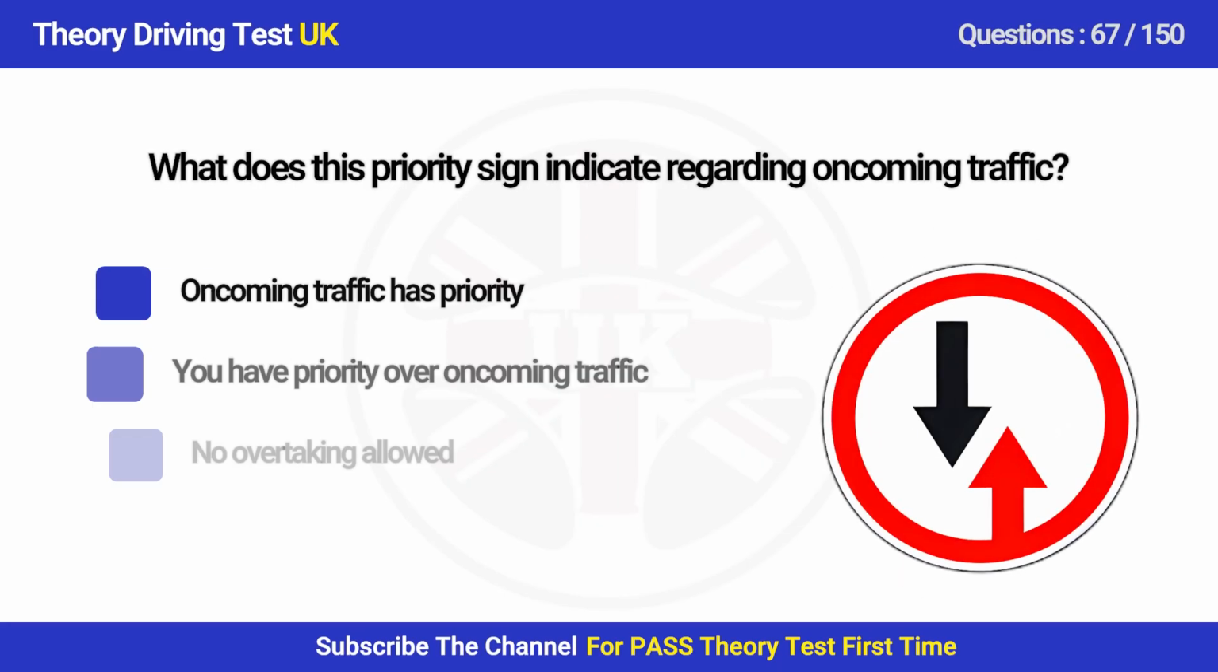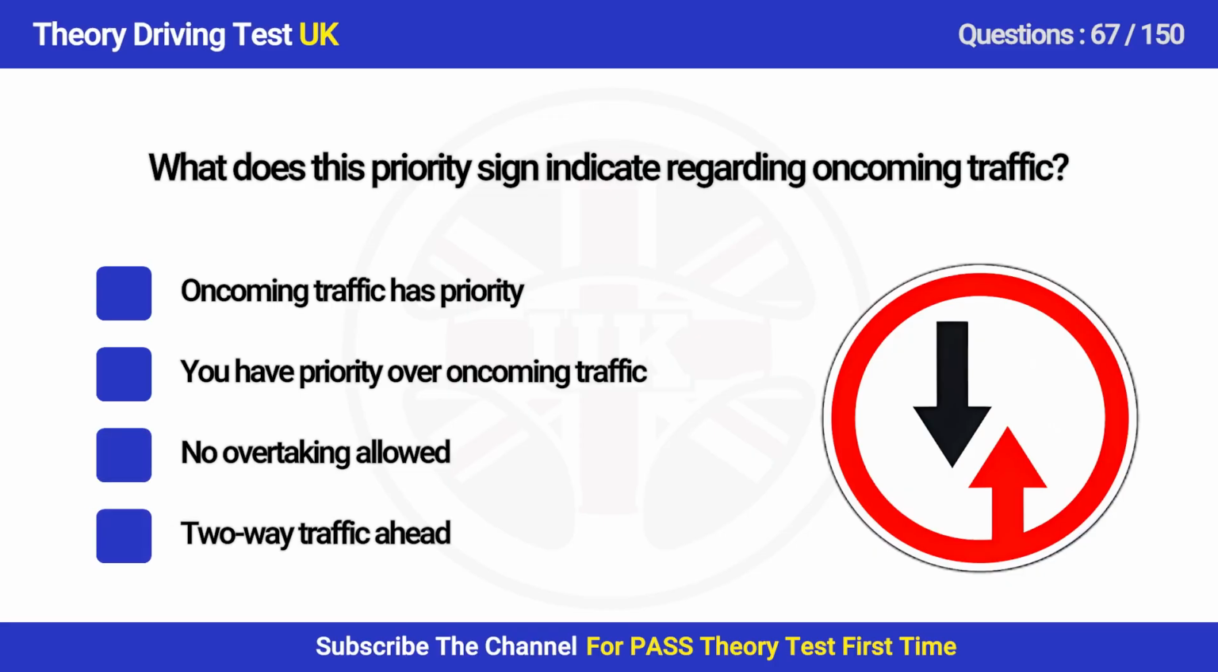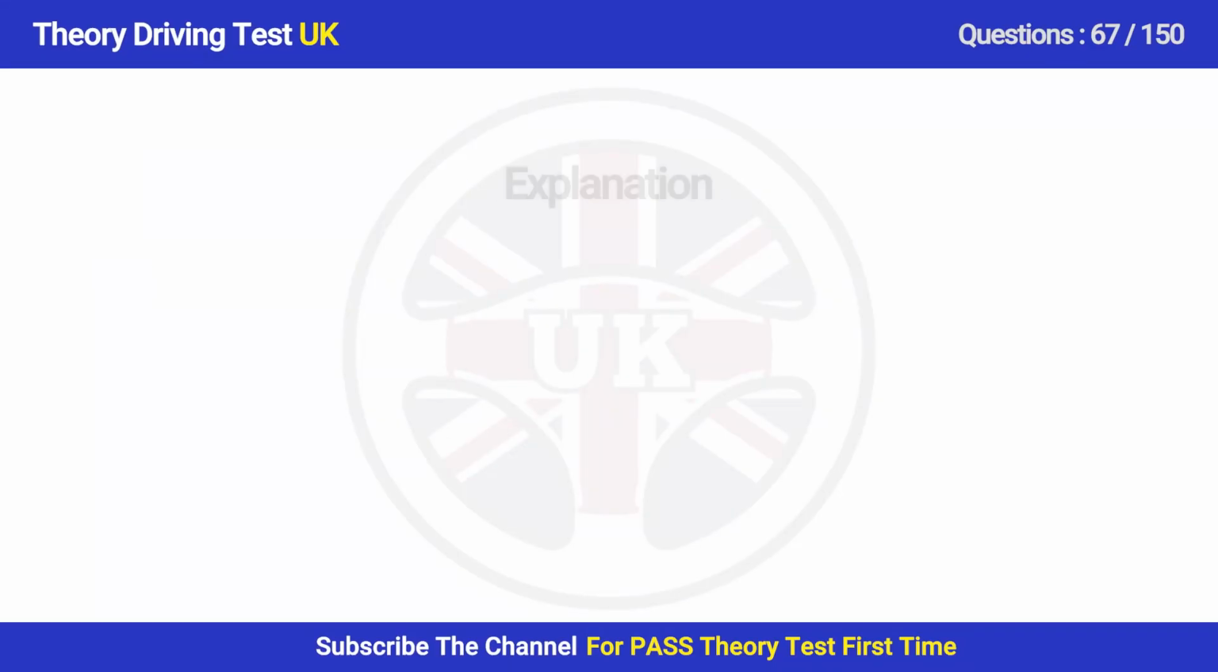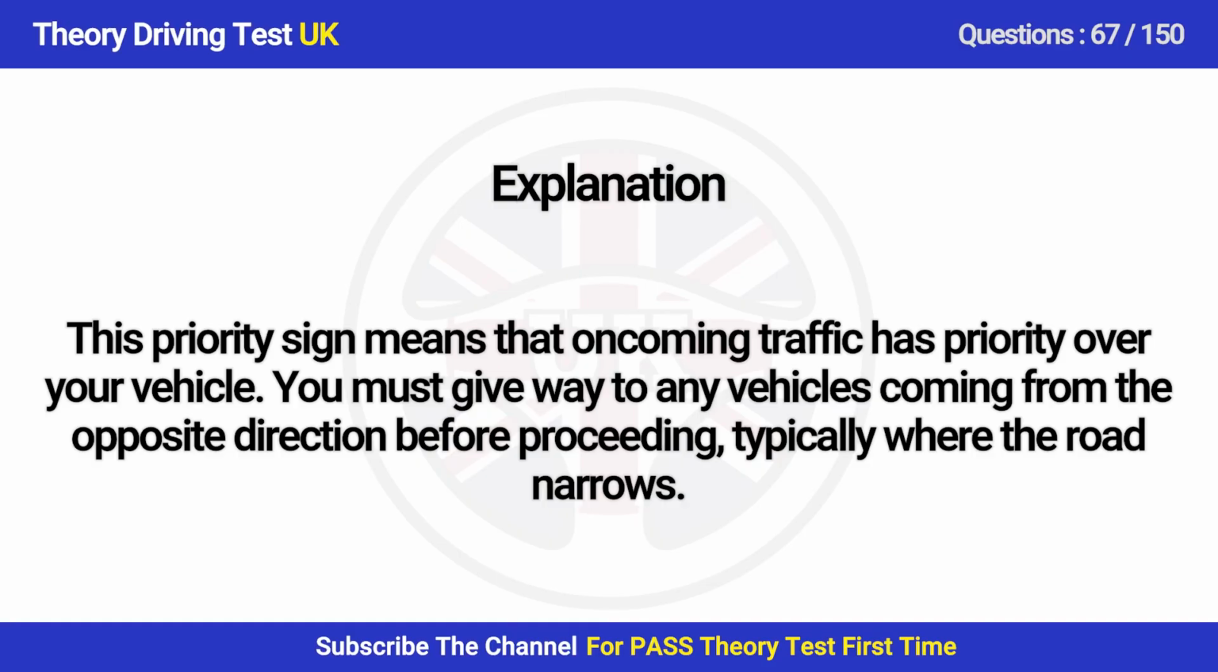Question 67. What does this priority sign indicate regarding oncoming traffic? A, oncoming traffic has priority. B, you have priority over oncoming traffic. C, no overtaking allowed. D, two-way traffic ahead. Answers is A, oncoming traffic has priority. This priority sign means that oncoming traffic has priority over your vehicle. You must give way to any vehicles coming from the opposite direction before proceeding, typically where the road narrows.